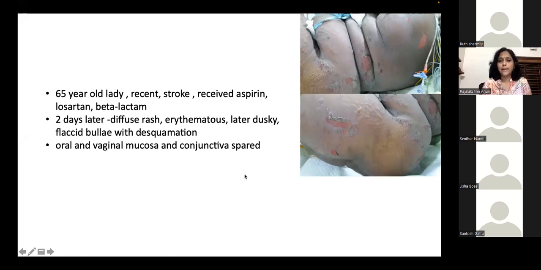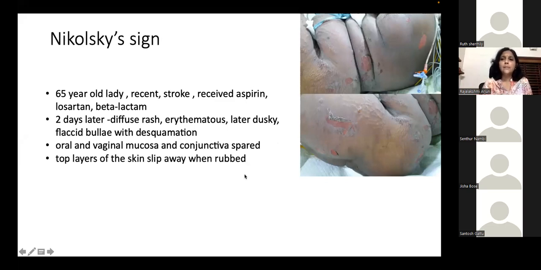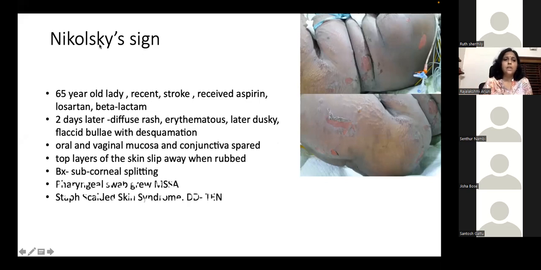The conjunctiva is also spared. When you palpate this patient, the top layers of skin slip away easily when rubbed, and this is classically known as Nikolsky sign. The patient underwent a biopsy to confirm the diagnosis, and it showed subcorneal splitting, and the pharyngeal swab grew MSSA. It was diagnosed as a case of Staphylococcal scalded skin syndrome, and the close differential diagnosis where you find Nikolsky is TEN.